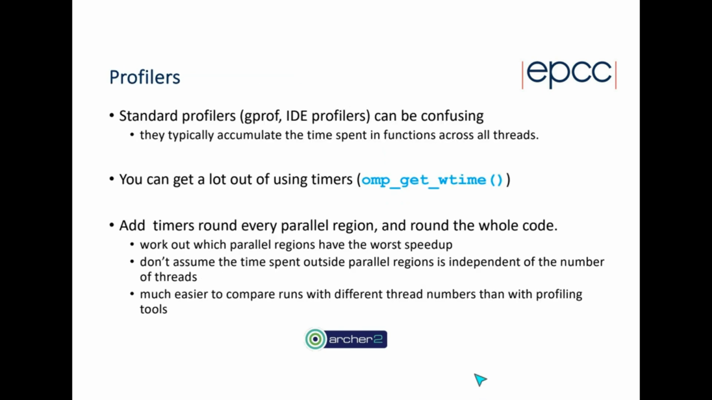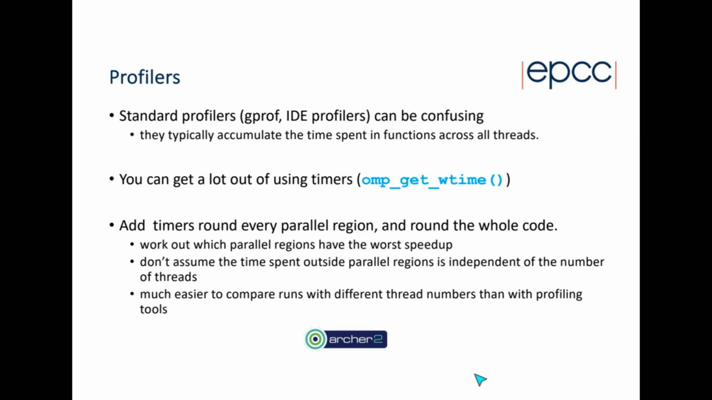And profilers, so the standard profilers that you get in things like gprof that comes with Linux or IDE profilers can be pretty confusing in a multi-threaded context, because typically what they will do is show you the accumulated time spent in functions across all the threads. So it's difficult to get much sense of load imbalance. If different threads are taking different amounts of time in a function, it doesn't really show up very clearly.